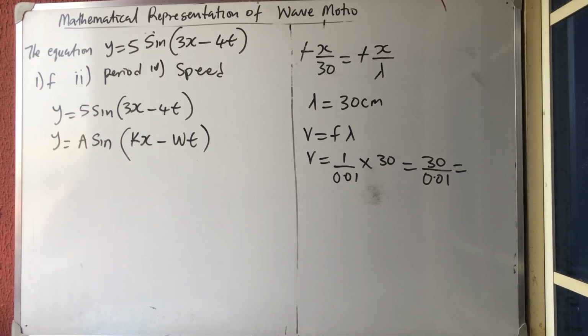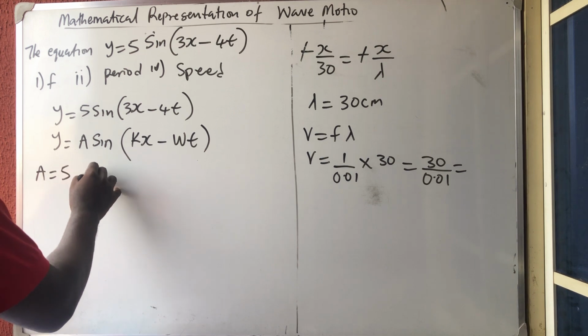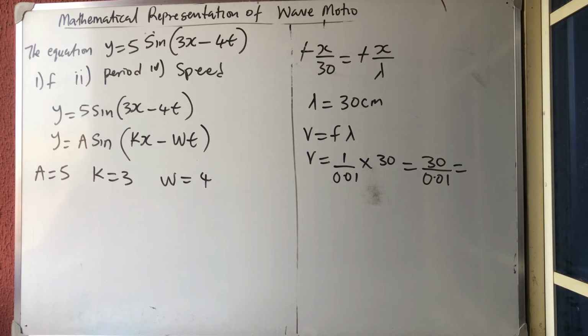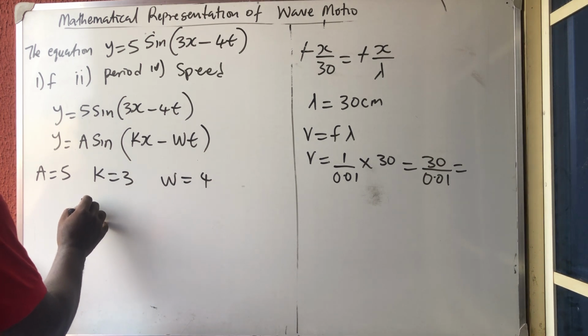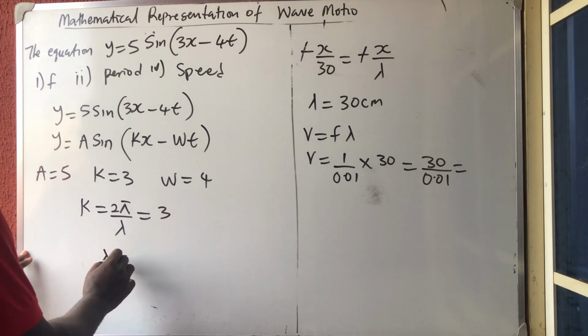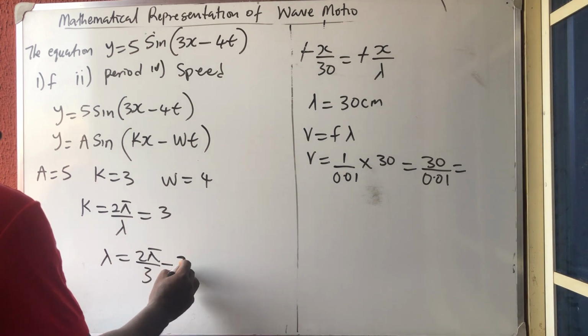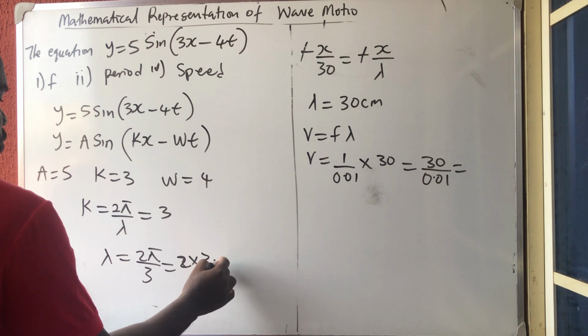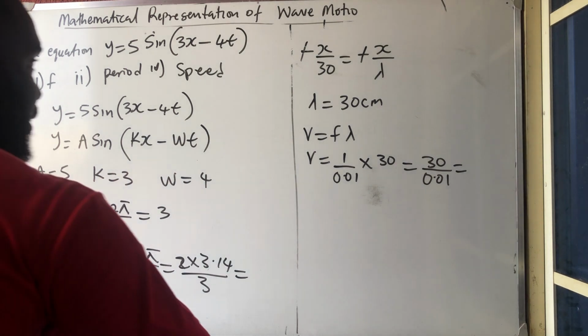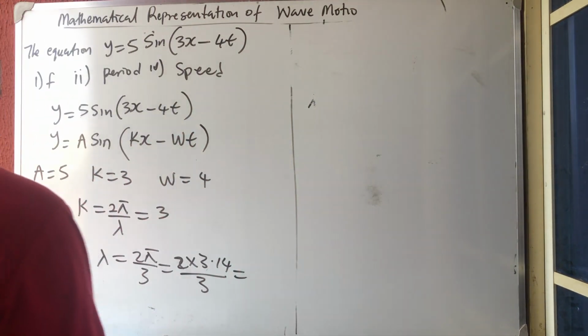So by comparison, automatically we will see that our A is equal to 5, our k is equal to 3, and our omega is equal to 4. So from here we can now calculate our lambda. We know that k is equal to 2 pi over lambda, they say is equal to 3. So if I cross multiply, my lambda will now be 2 pi over 3, which is 2 times 3.14 divided by 3. So I'm having that my lambda, the wavelength, is going to be, did they say we should calculate the wavelength? Okay, they say we should calculate f, not the wavelength. But if you do this, you get your wavelength, the lambda.